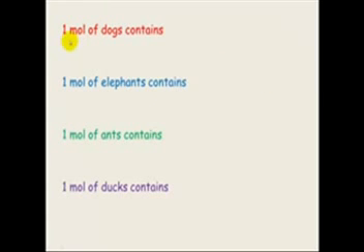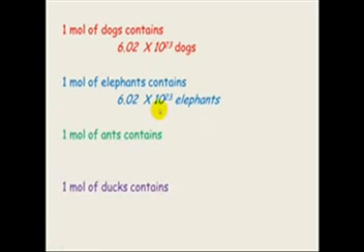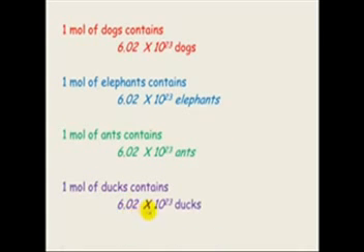Let's have a look at this. 1 mole of dogs equals 6.02 by 10 to the 23rd dogs. 1 mole of elephants equals 6.02 by 10 to the 23rd elephants. 1 mole of ants equals 6.02 by 10 to the 23rd ants. A mole of ducks contains 6.02 by 10 to the 23rd ducks. So it doesn't matter what we are dealing in, 1 mole of substance, whether it's a chemical, an ant, or a fly, will always have 6.02 by 10 to the 23rd of that particle.